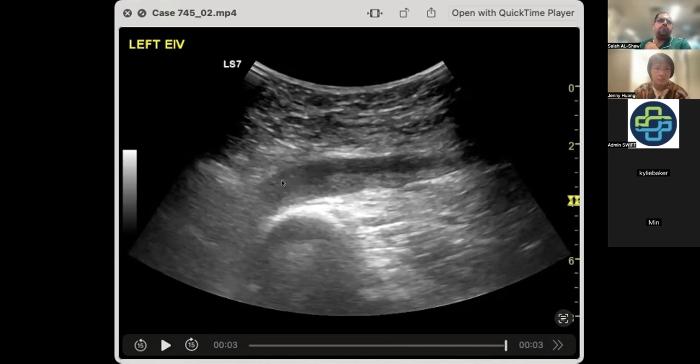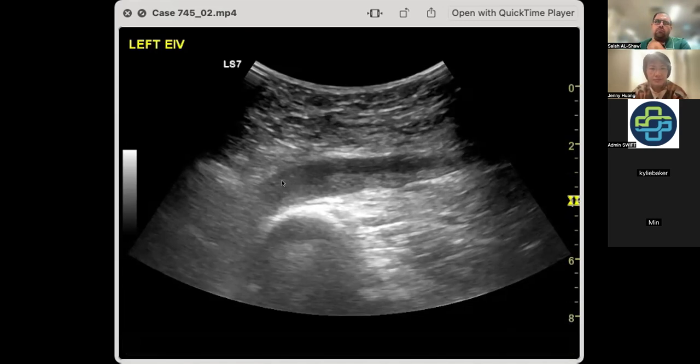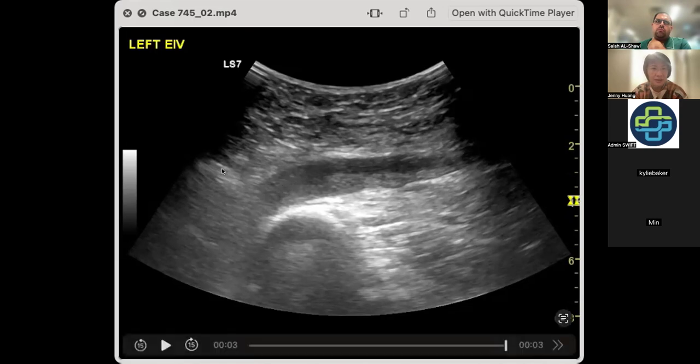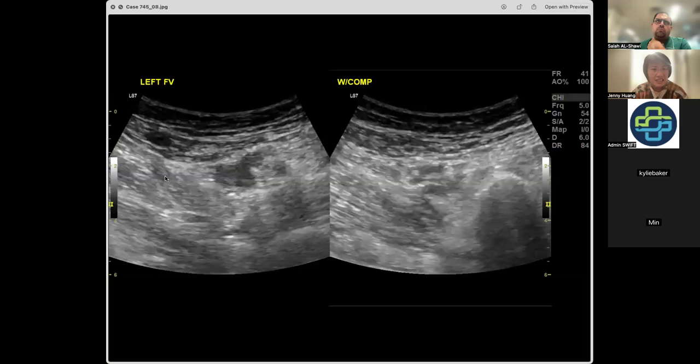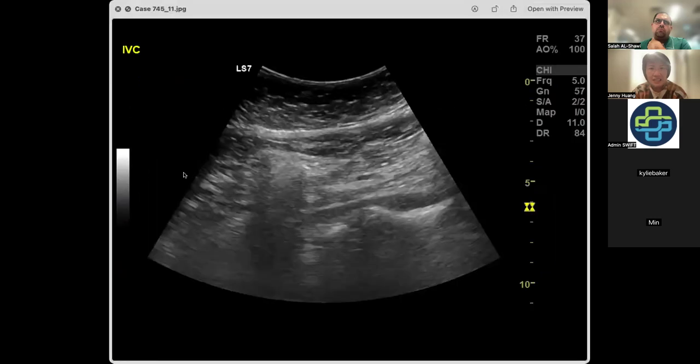So where do you think the problem is? Potentially higher up in the vein. Yep. If we're talking external iliac, I'm thinking the IVC. The IVC is a bit hard to see on there, but it was actually quite small. I thought that looked all right.